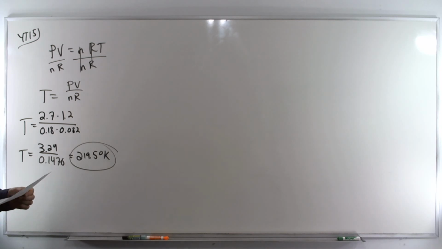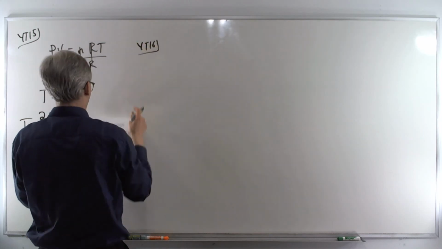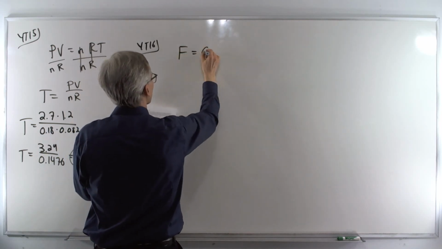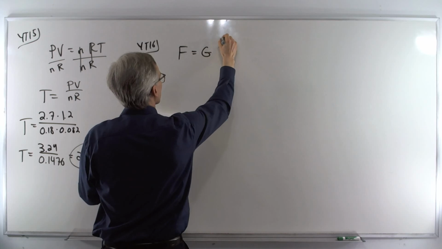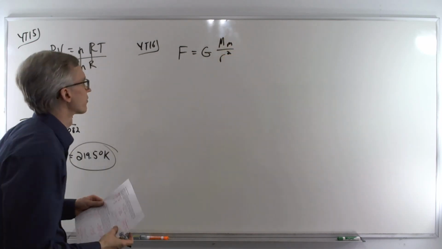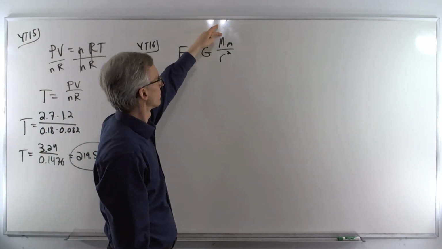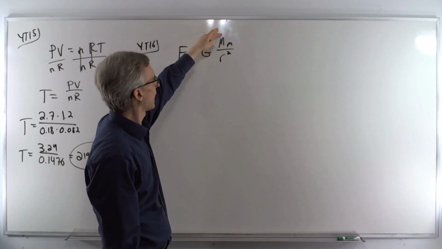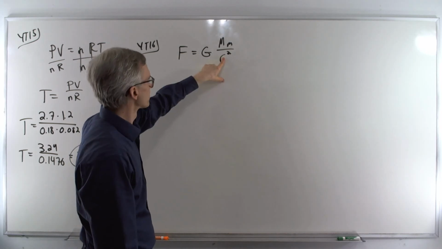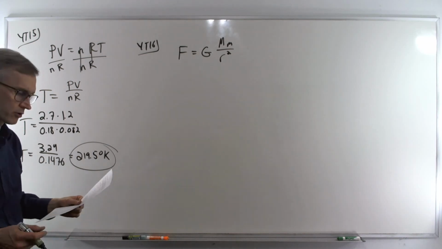Your turn, number 16, universal gravitation. So this equation gives the force of gravity between 2 different objects with masses capital M and small m. Sometimes that's m1 and m2. And then r is the distance between those two objects. G is the universal gravitation constant.